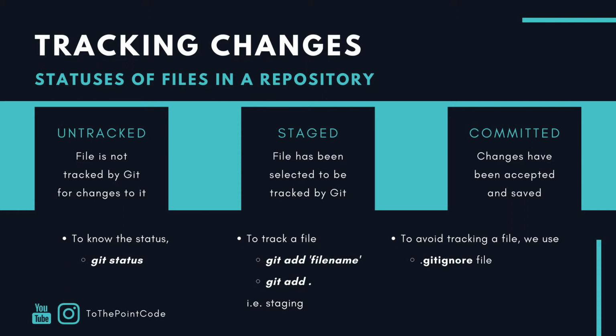Now to know the status of our files, we make use of git status. Also, to add a file to the staging area, we use git add and the file name. We can also use git add period to add all our files to the staging area. Now to make sure that a particular file is taken out of the Git workflow and there is no chance that we track it, we make use of the .gitignore file.